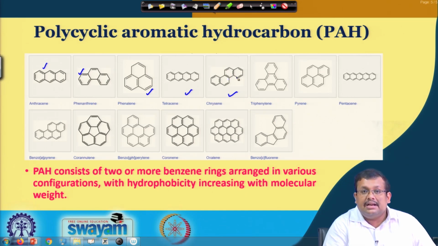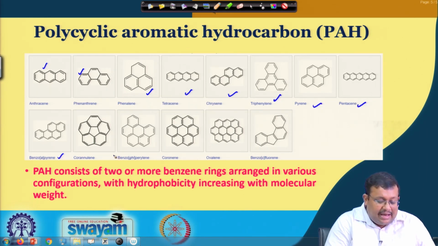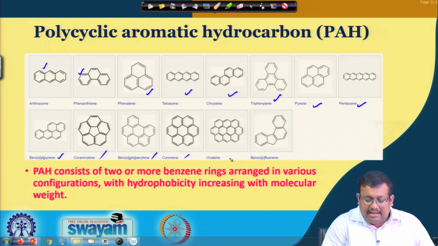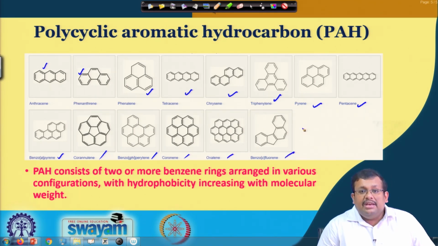We have already seen the structure of chrysene in our previous slide. Then triphenylene, then pyrene, then pentacene, then benzopyrene, then corannulene, then benzopyrene, then coronene, then ovalene and benzofluorene. These are all PAH compounds.